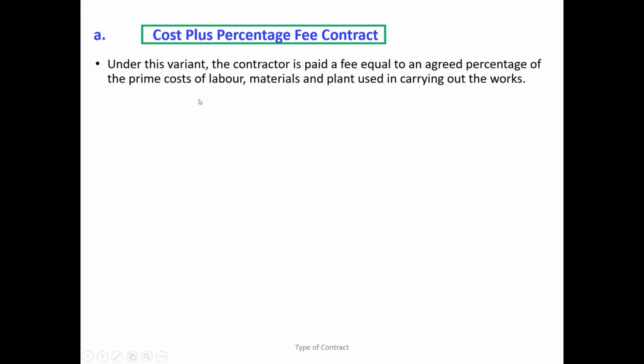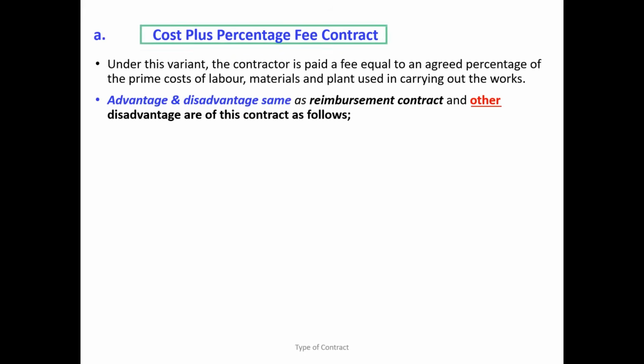Now let's understand what is the cost plus percentage. It is understandable from this wording: whatever the cost is, you are going to pay on top of that a percentage. That is cost plus percentage. Okay, do you understand? Whatever the cost, plus a percentage. So the percentage you will agree. The advantages and disadvantages we discussed before are the same as in a reimbursement contract, but there are some other disadvantages.